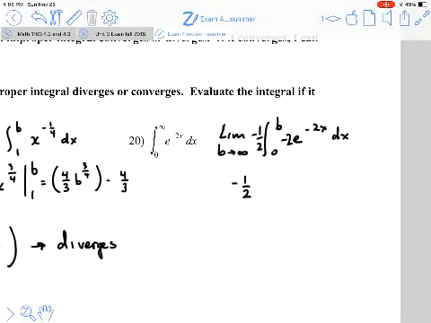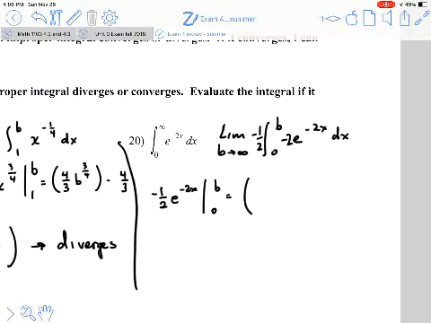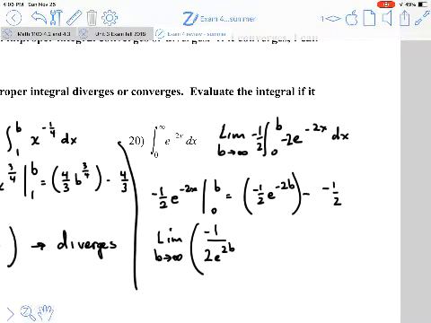I'm going to need a little more room. So if we do the upper bound of integration, it's going to be negative 1/2 times e to the negative 2b, and then we subtract at the lower bound. If we plug in a 0 for x, we're going to have e to the 0, which is 1, and then negative 1/2 times 1 is negative 1/2. So we need to figure out what the limit is as b approaches infinity of negative 1 over 2e to the 2b plus 1/2.